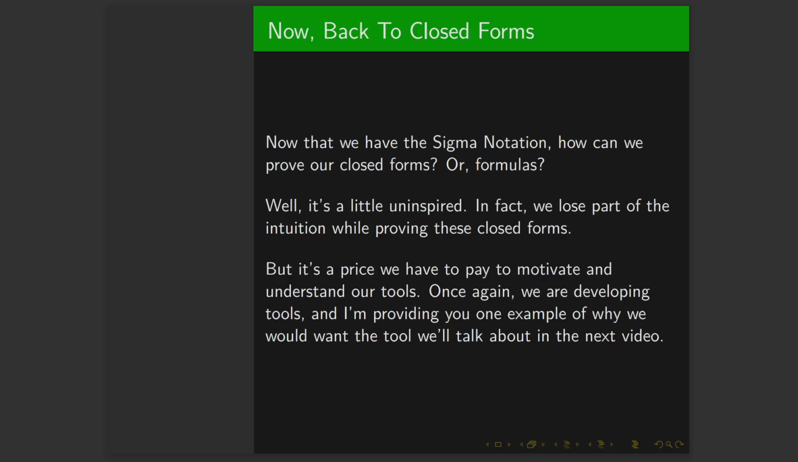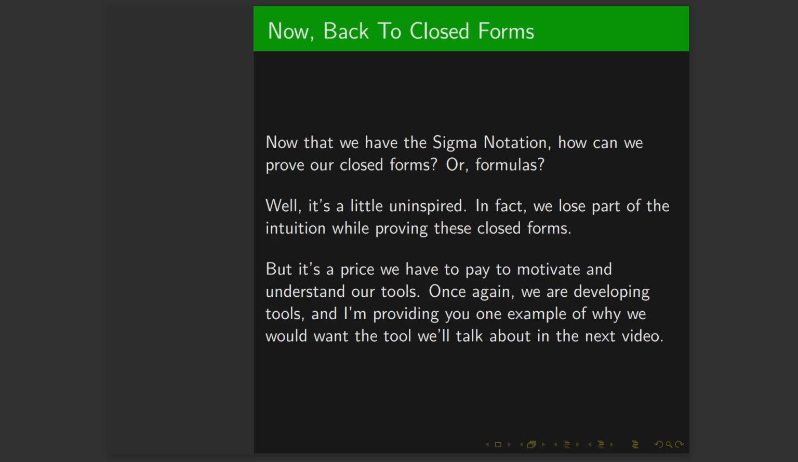The technique that we're going to learn and use to prove these closed forms or prove these formulas is a little uninspired. We lose part of the intuition while proving these closed forms. I mean, we showed how 1 plus 2 all the way to k is the same as k multiplied by k plus 1 all divided by 2, and we're going to have to prove that. That's a closed form or a formula since it only depends on k. It doesn't depend on everything before it.